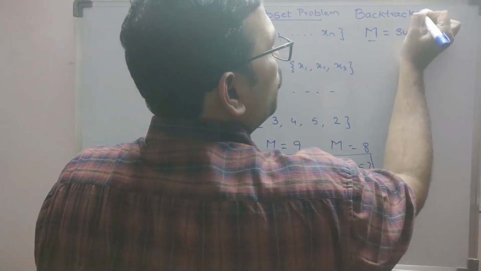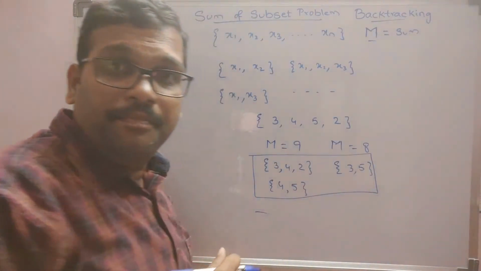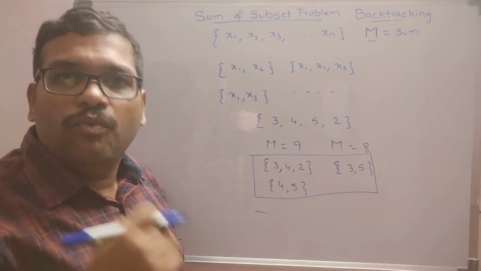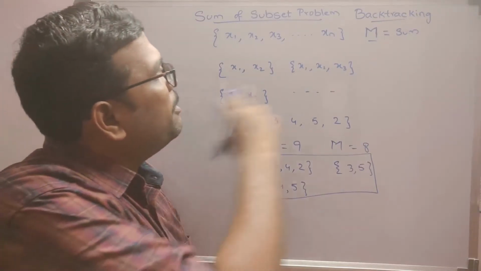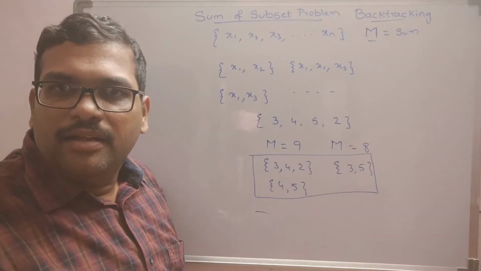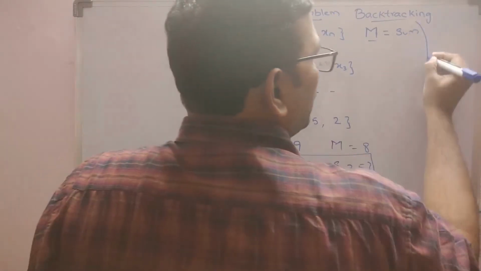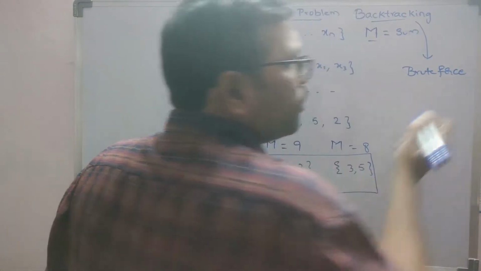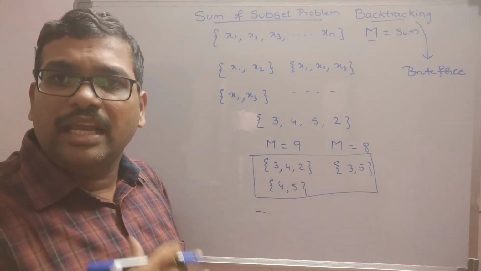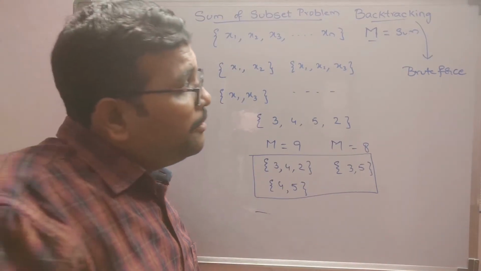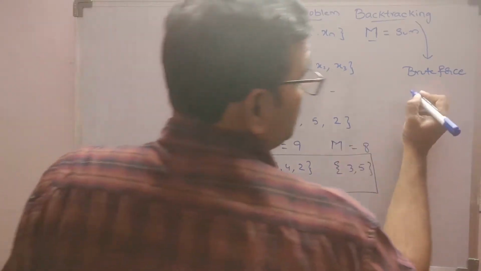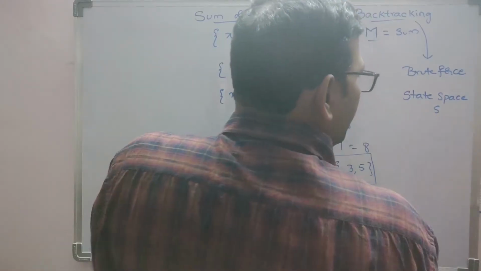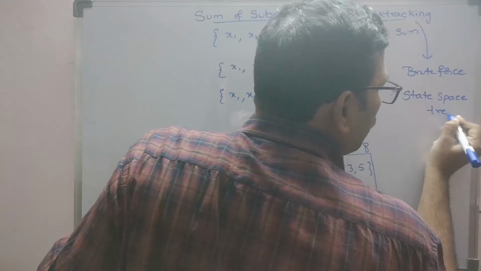So we have studied the introduction of backtracking, and also we have seen one example of an application of backtracking. Here we are supposed to find the sum of subsets using backtracking. In this backtracking we are supposed to use brute force. Brute force means checking all possibilities, and we need to find the state space tree.